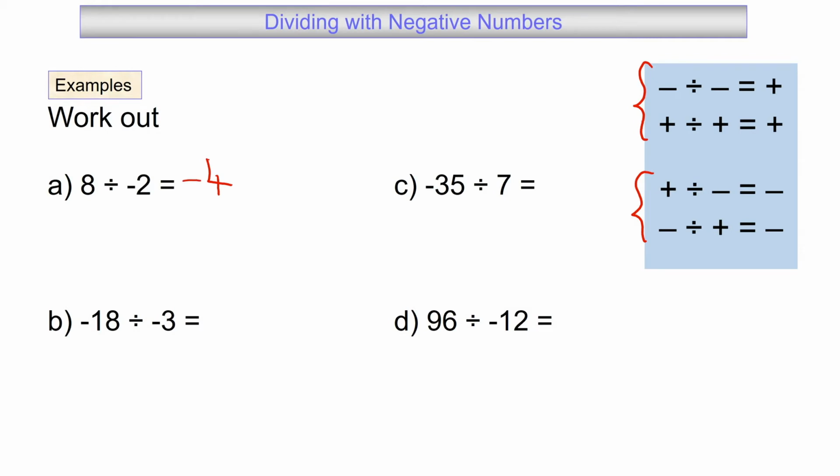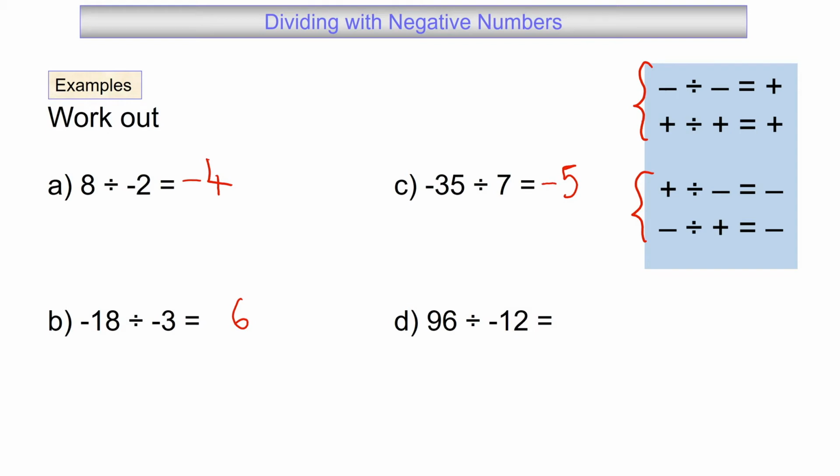Part B, look at the numbers first. 18 divided by 3 is 6. Look at the signs. A negative divided by a negative. Those signs are the same. My answer is a positive 6. Looking at part C, minus 35 divided by 7. Look at the numbers first. 35 divided by 7 is 5. A negative divided by a positive, those signs are different, so it is a negative.